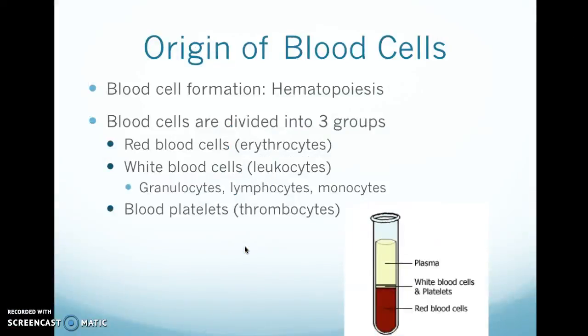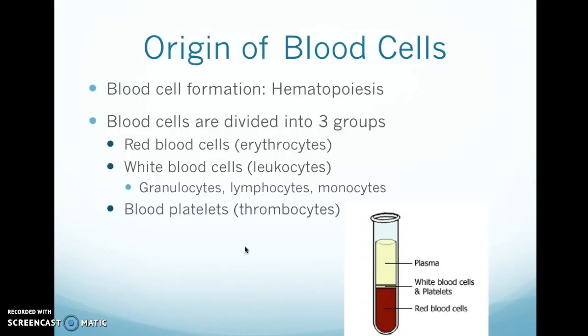Okay, for this video, we're going to talk about the origin of blood cell types and how to identify them. So, blood cell formation, also called hematopoiesis, is the process by which cellular components of blood are replenished as needed. And so, the human body contains about 5 liters of blood.